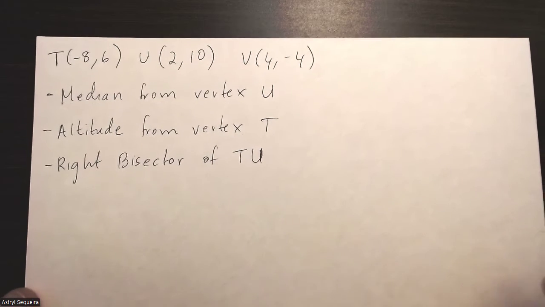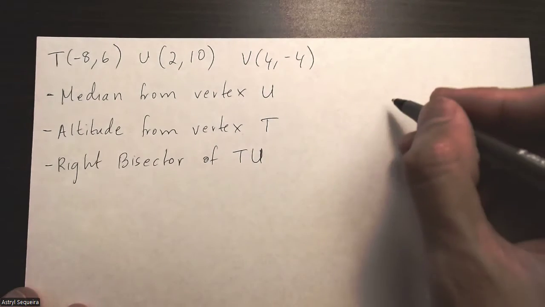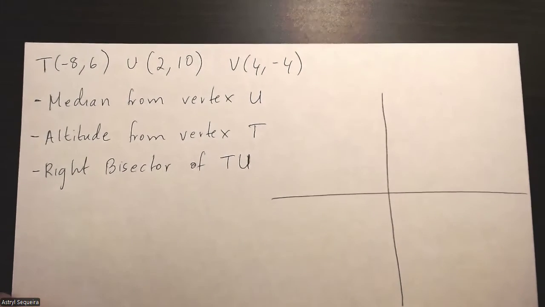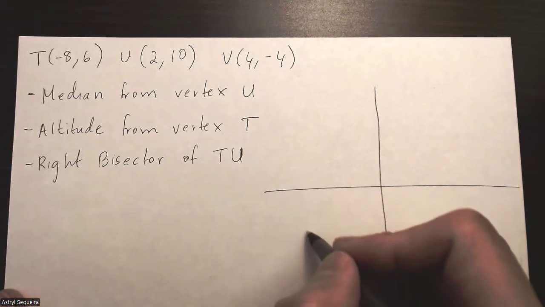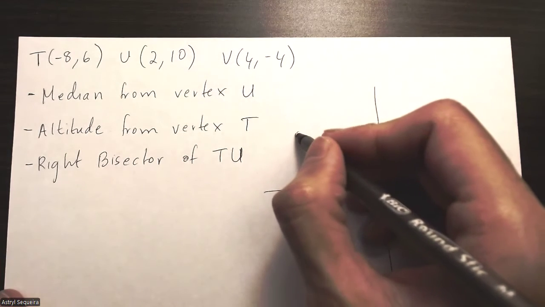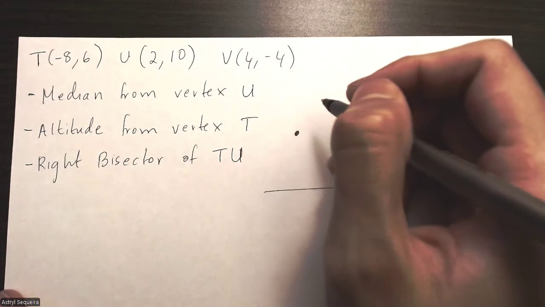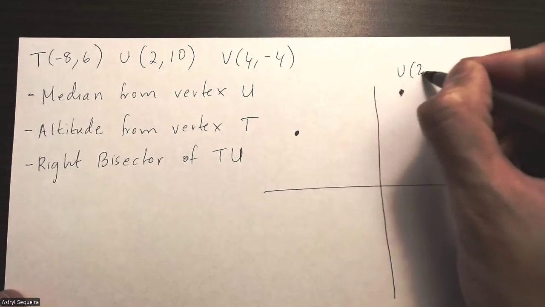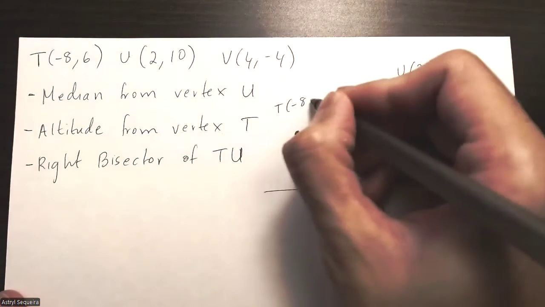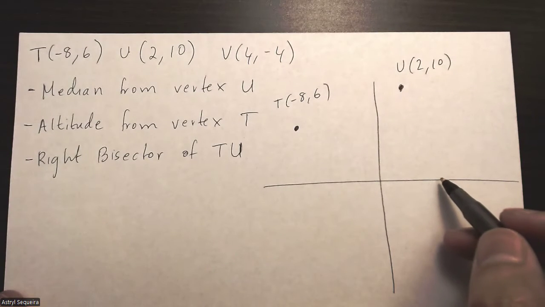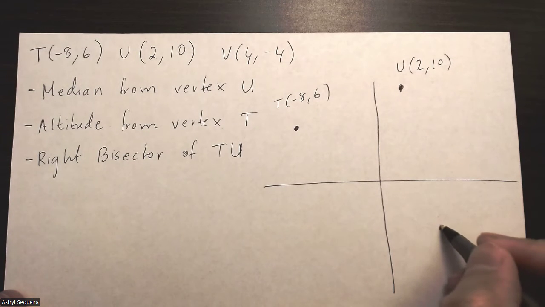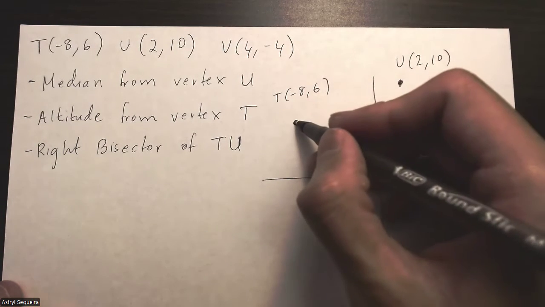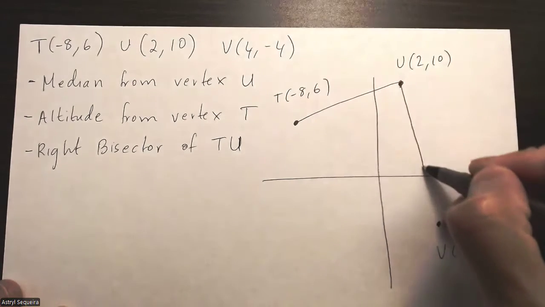So just to get started with this problem, first thing you want to do is draw out that triangle. It can just be a sketch. It doesn't have to be 100% accurate. So T is at -8 and 6, which is somewhere over here. U is at 2 and 10, which is somewhere over here. And then V is at 4 and -4, which is somewhere down here. So again, just has to be approximate, not exact. Let's draw out a triangle.